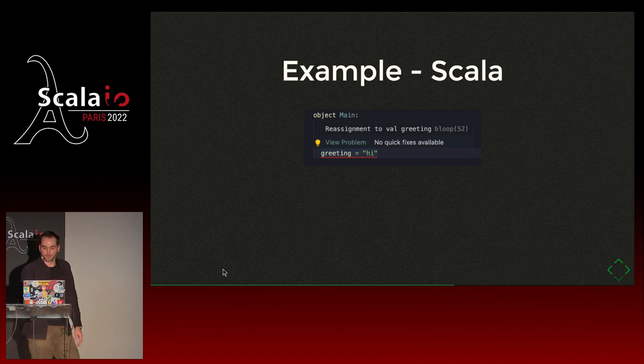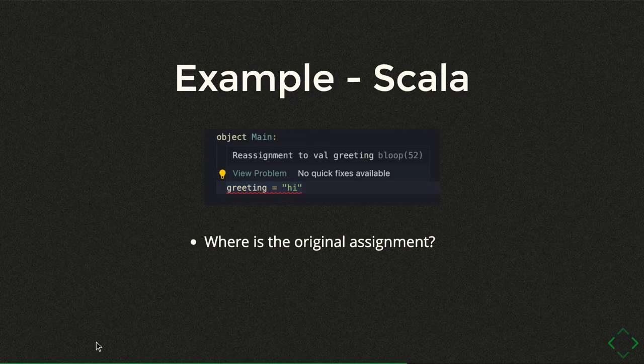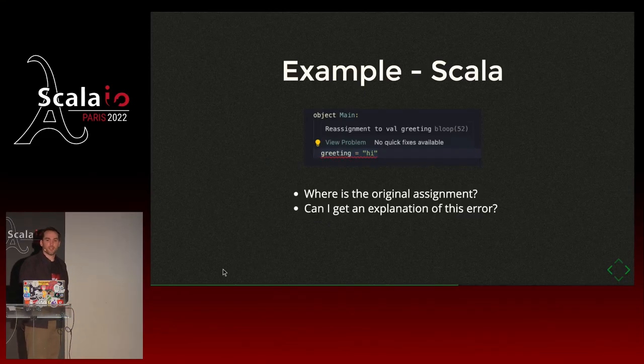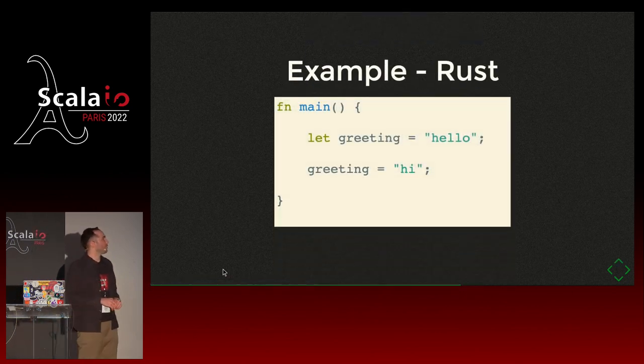So that's sort of what you expect. It's helpful. You know you have an error. But you might ask some questions when you look at this that aren't obvious at first thought. Well, where's the original assignment? I know that I'm reassigning this, but where did I originally make this mistake? And again, the example I showed you was simple. It's like 3 lines long, but imagine a very large code base. Can I get an explanation of this error? Again, really simple example, but as you progress and as you have more complex diagnostics, you might wonder, well, I see this error message, but I don't really understand what it means. And then what are my alternatives? If I ran into an issue, how do I fix it? Or what can I do differently to fix these things, right? So let's look at a different language and see what they do. Here's Rust.